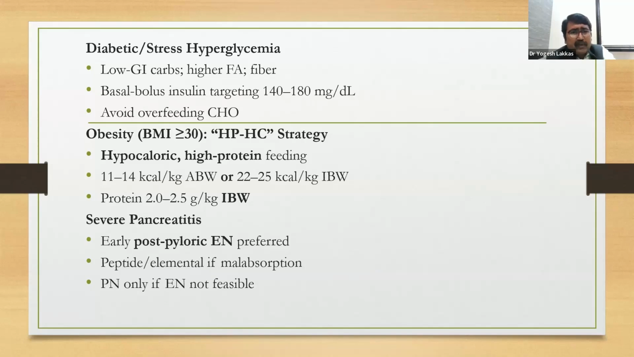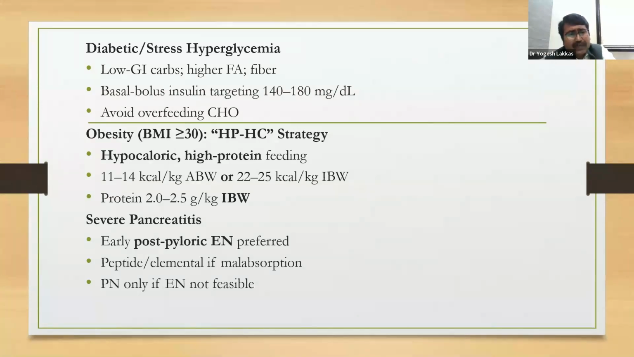In obesity, when BMI is more than 30, hypocaloric high protein feeding will matter. Then 11 to 14 kilocalorie per kg of actual body weight, or 22 to 25 kilocalorie per kg of ideal body weight, that you can formulate for an obese patient. Then protein requirement can be 2 to 2.5 gram per kg of ideal body weight.